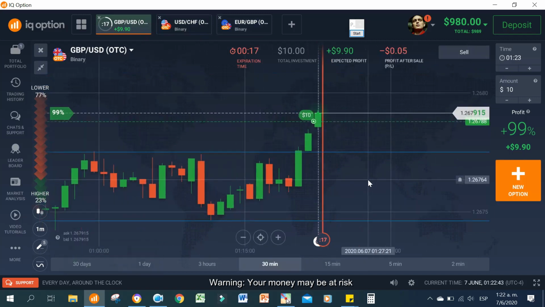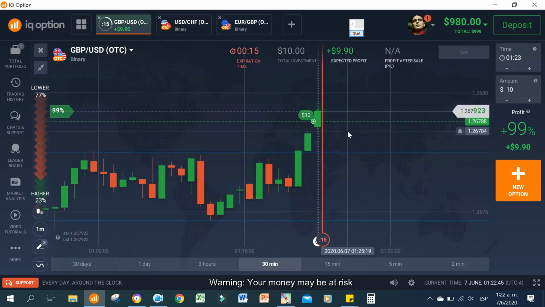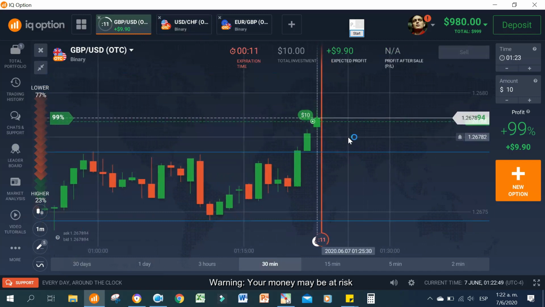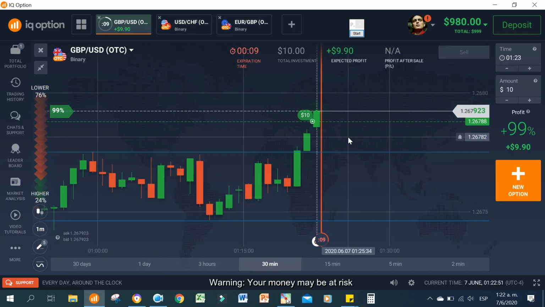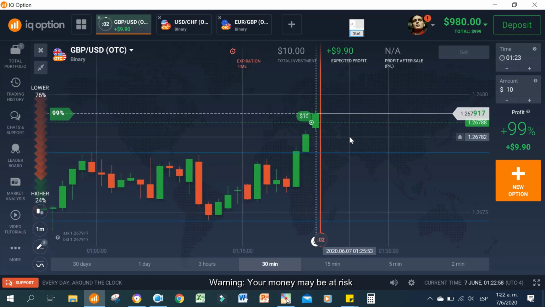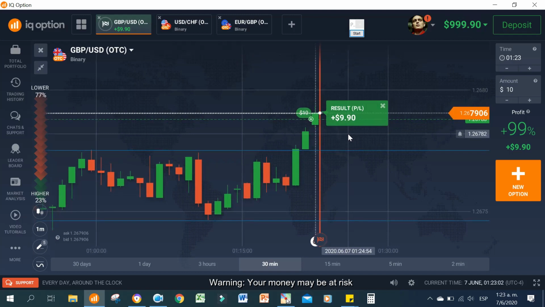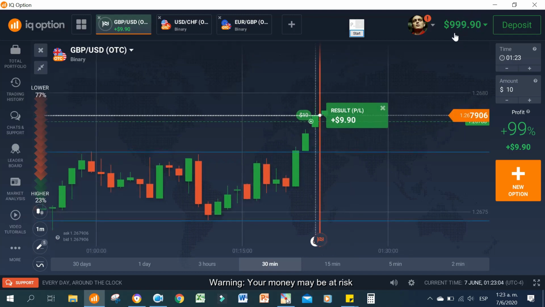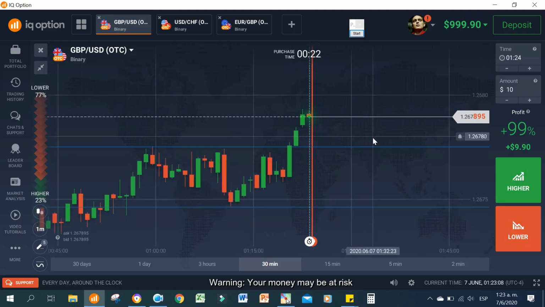Okay guys, let's wait here. I think we can win this one, or we can also lose. Remember, the market can do whatever it wants. Guys, we won this trade and we almost have $1,000, guys.